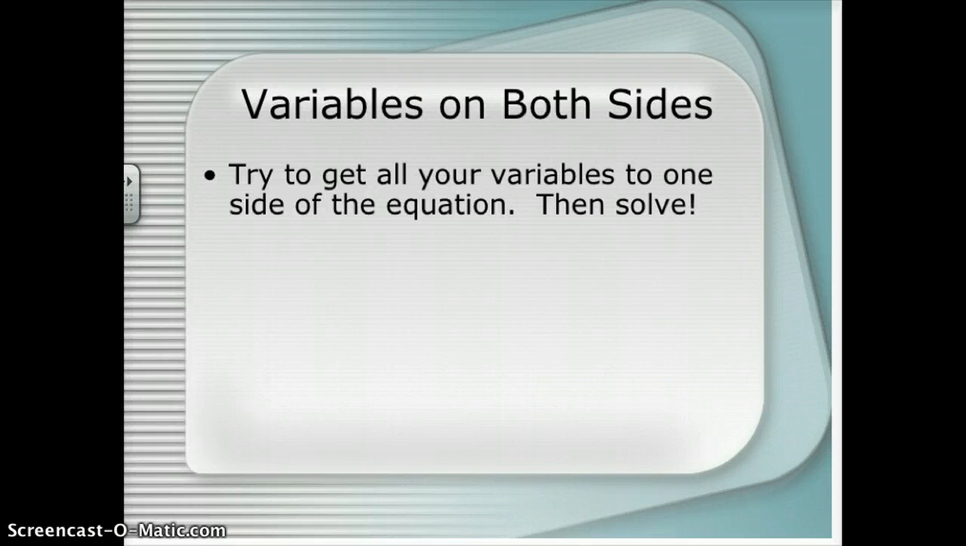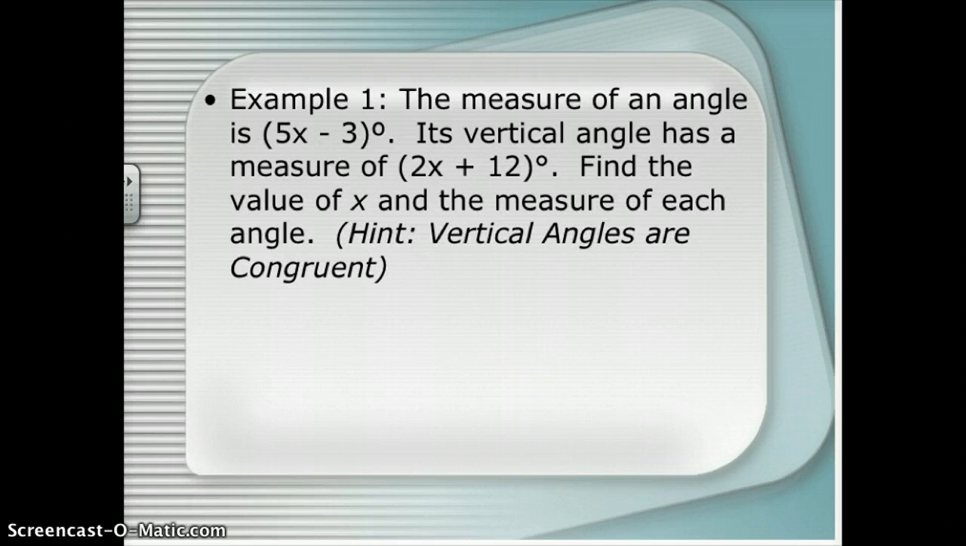So let's start out with a problem that's geometry related. It says the measure of an angle is 5x minus 3 degrees. Its vertical angle has a measure of 2x plus 12 degrees. Find the value of x and the measure of each angle. And there's a hint here, vertical angles are congruent.